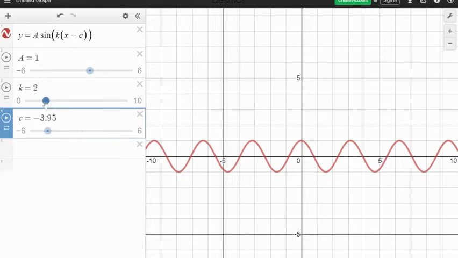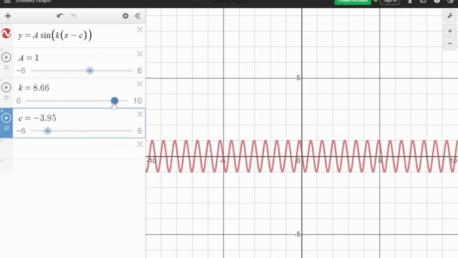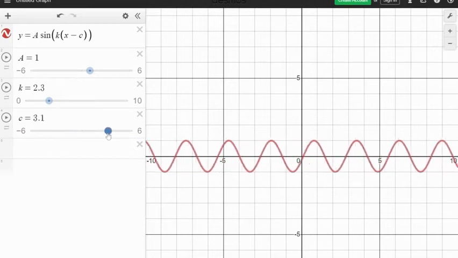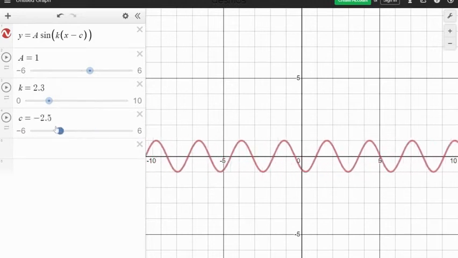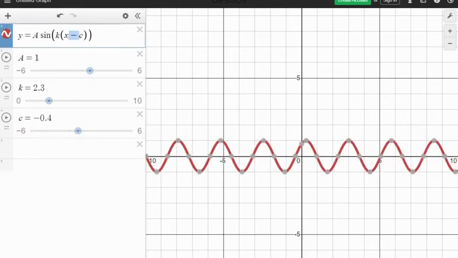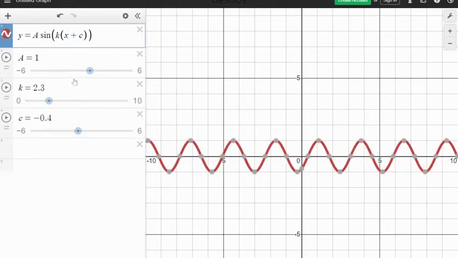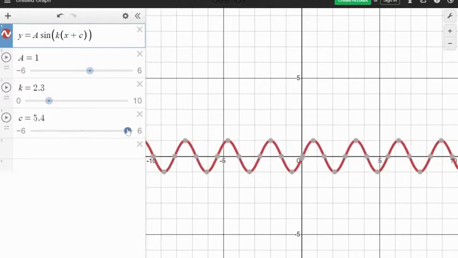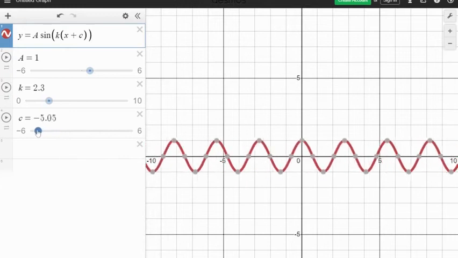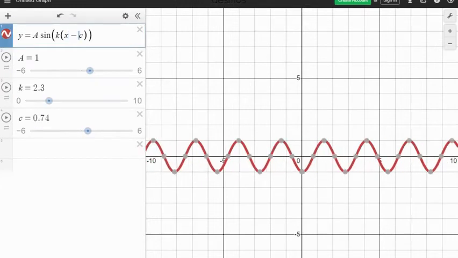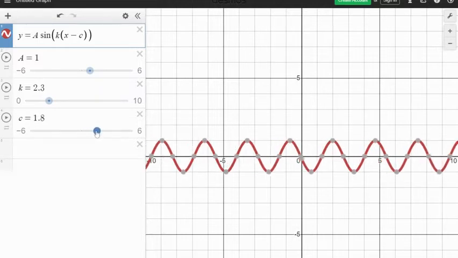Because of the way I've got this set up, notice it's really nice. As the value, oops, I didn't want to do the k value. As the value of c gets bigger, it's moving to the right. As it gets smaller, it's moving to the left. And that makes sense. If this was a plus, this is going to be counterintuitive. As the c value gets bigger, the graph is moving to the left. And as the c value gets smaller, the graph is moving to the right, which is backwards of what we would like to think, which is why we put that negative there.